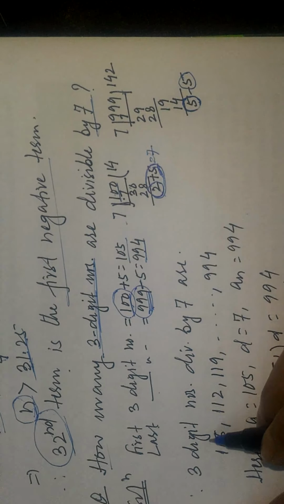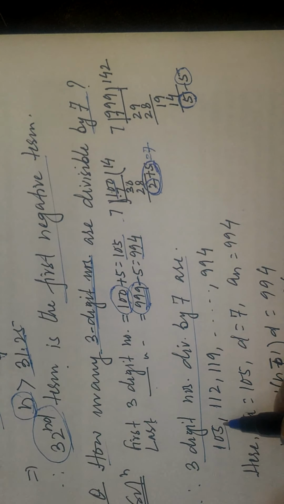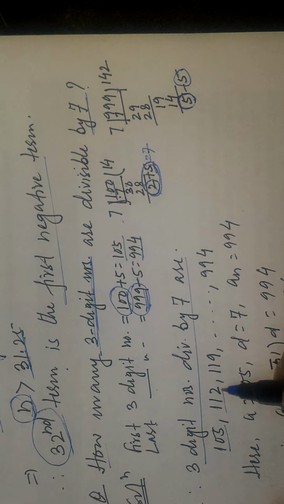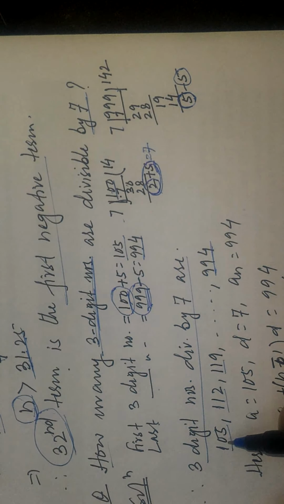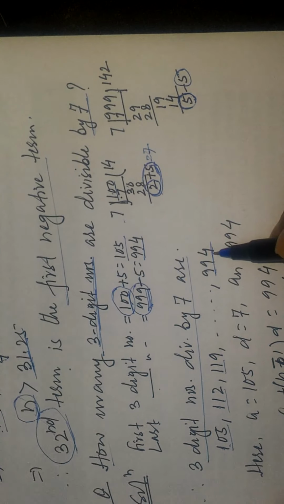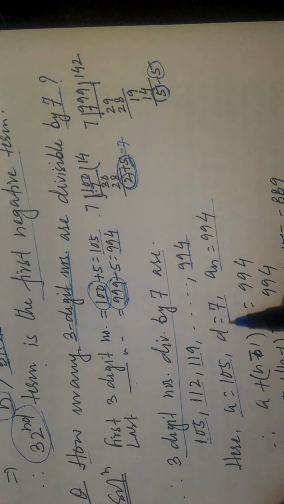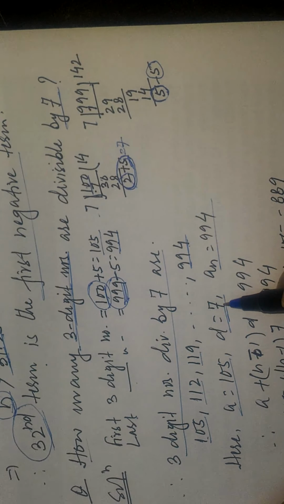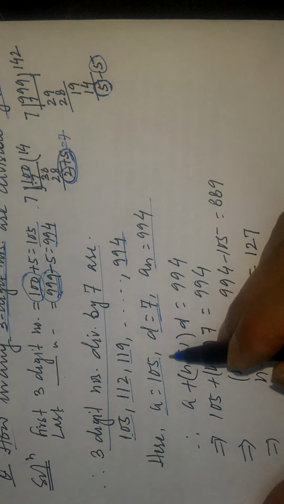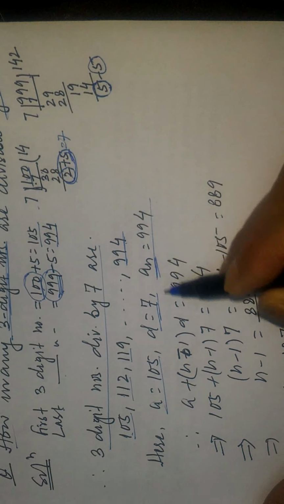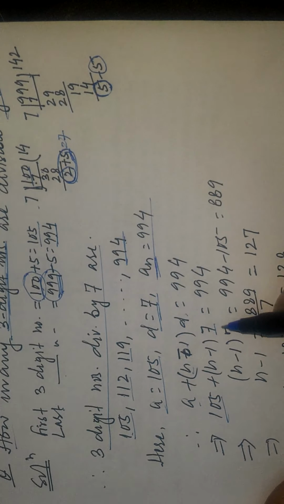So we can write now three digit numbers divisible by 7 are: first number, and go on adding 7, and the last number. We are mainly interested in the first number and the last number. So we'll write the first term and the last term, and we know D is 7. So now we need to find out n. So we'll apply the formula of an. An is what? a plus (n minus 1) into d. Put the values of a, d and simplify.